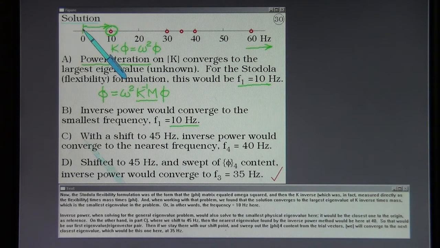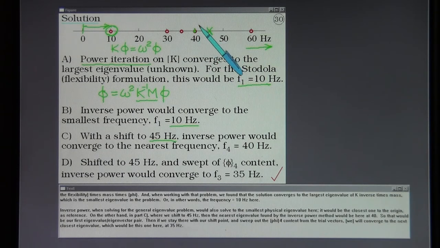On the other hand, in part C, where we shift to 45 hertz, then the nearest eigenvalue found by the inverse power method would be here at 40. So that would be our first eigenvalue-eigenvector pair. Then if we stay there with our shift point and sweep out the phi 4 content from the trial vectors, we'll converge to the next closest eigenvalue, which would be this one here at 35 hertz.